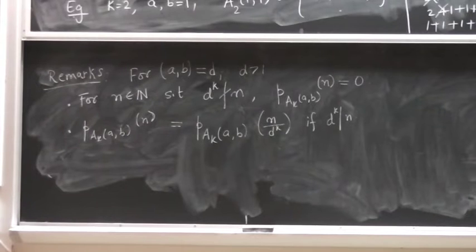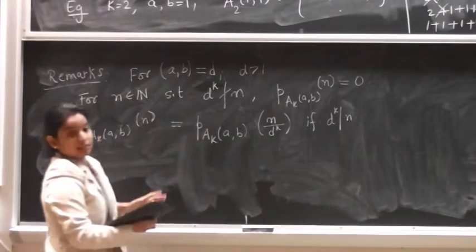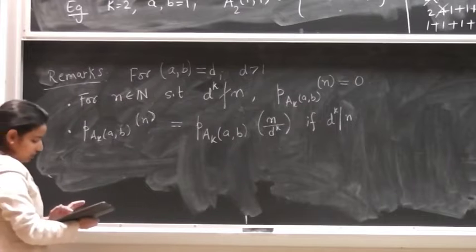So it is enough to study only those sets for which A and B are co-prime to each other. So they have GCD one.